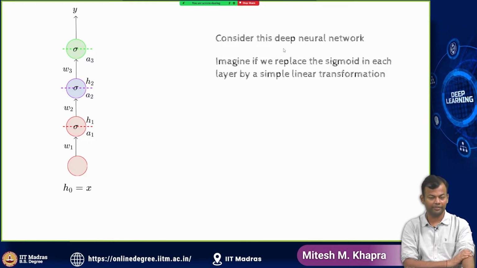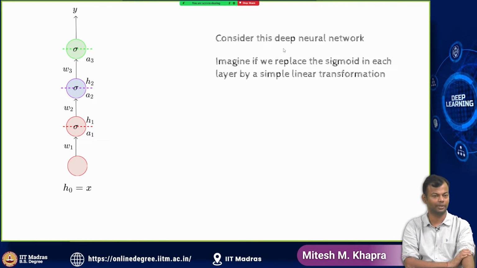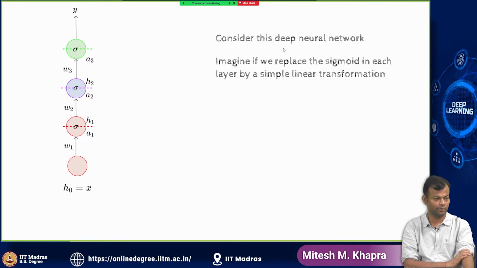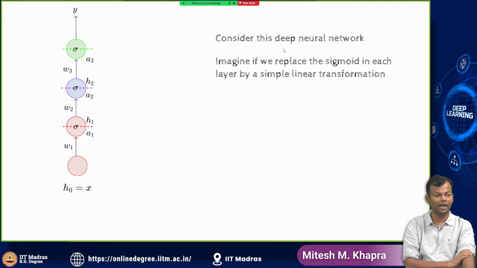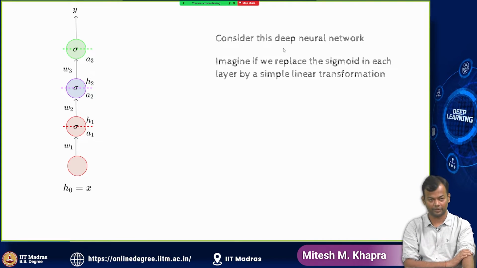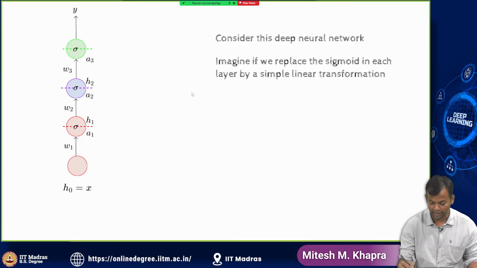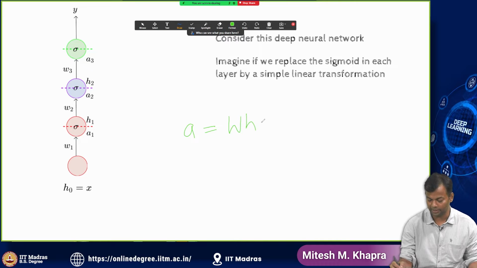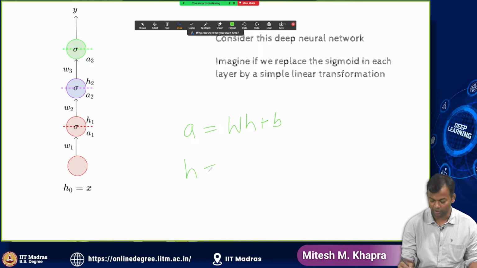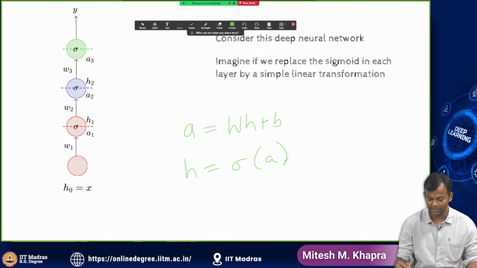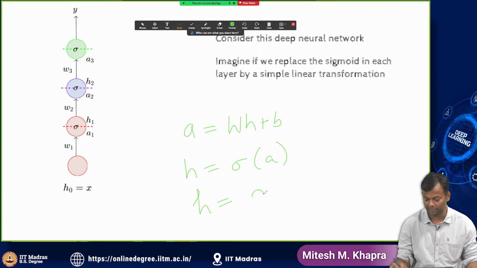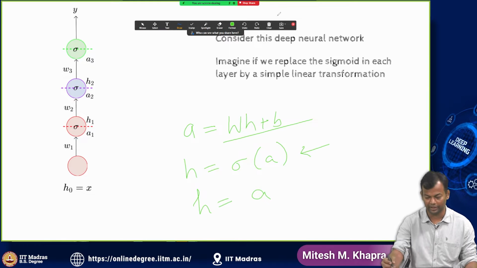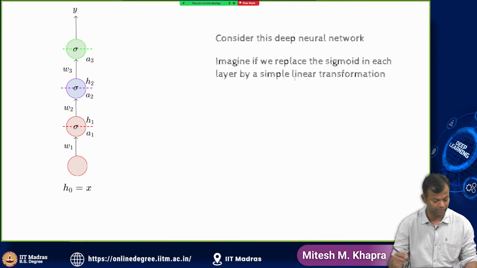Now suppose I have this deep neural network. It's a thin network, but it doesn't matter, it's still a deep neural network. Suppose all my sigmas, which are the sigmoid or logistic function, I just replace by a simple linear transformation. Earlier I had a equal to w into h plus b, and then h was sigmoid of a. Instead of h equal to sigmoid of a, I just make it h equal to a. So there's only a linear layer and no non-linear layer. That's the situation I'm considering.